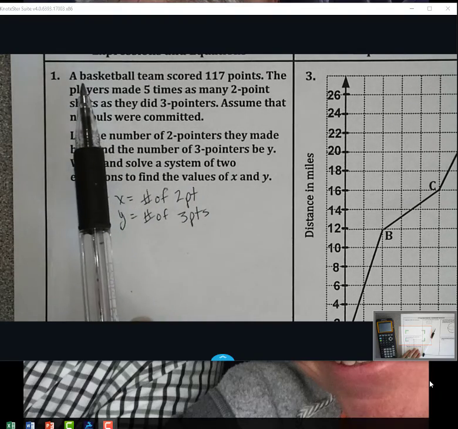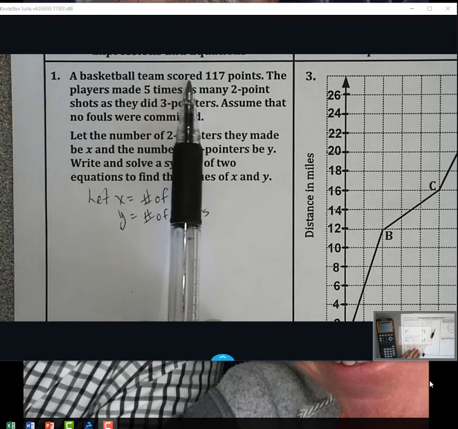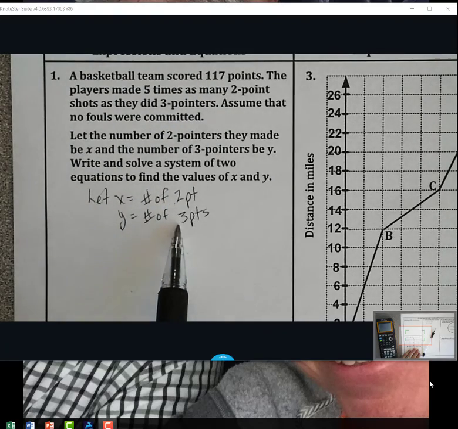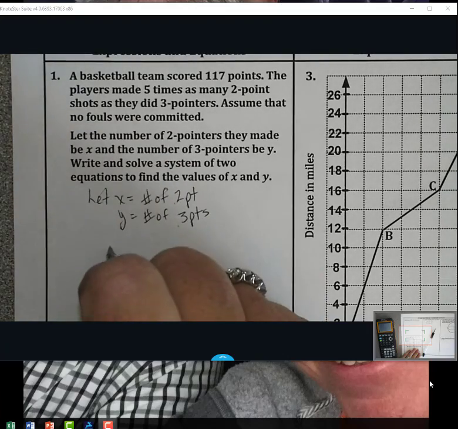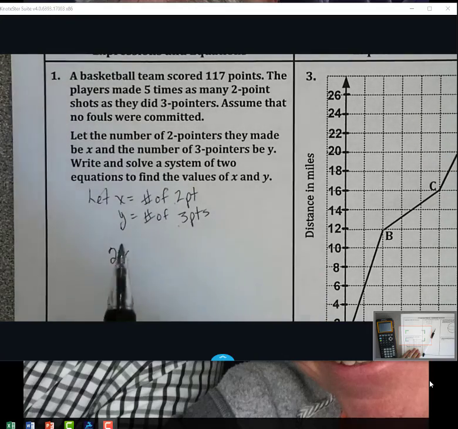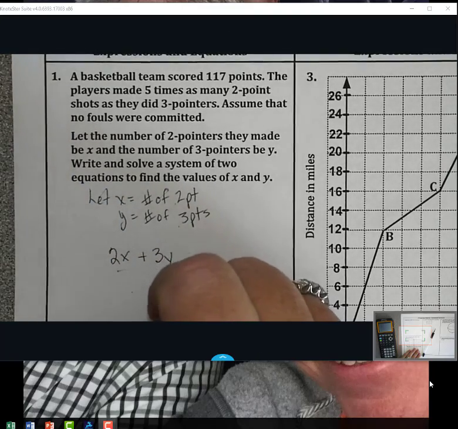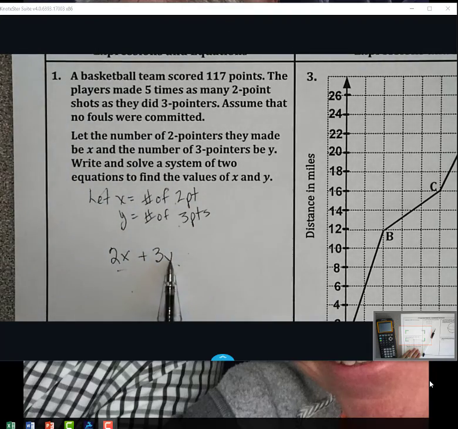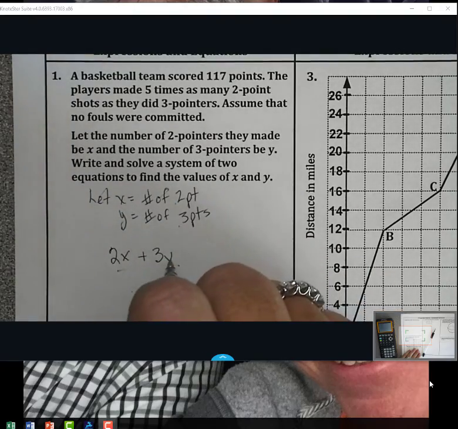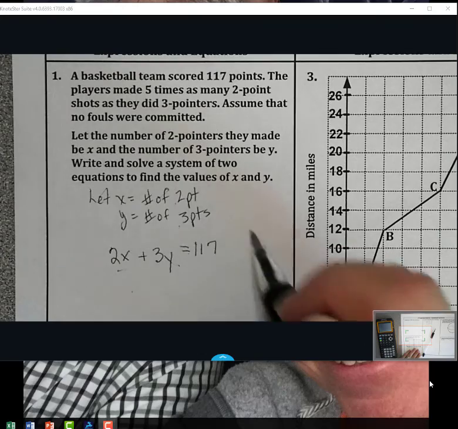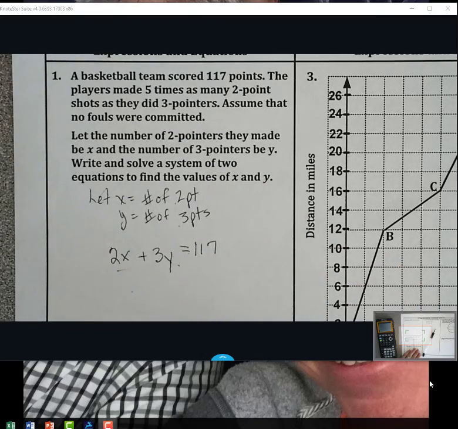So the first thing they say is that the basketball team scored 117 points by either making 2-pointers or 3-pointers. So 2 times how many 2-pointers plus 3 times how many 3-pointers is going to equal 117. So there's one of our 2 equations.